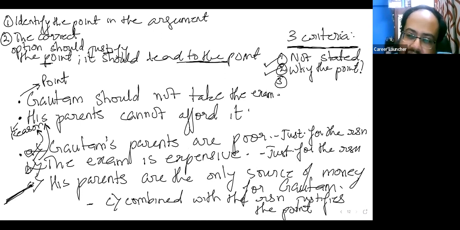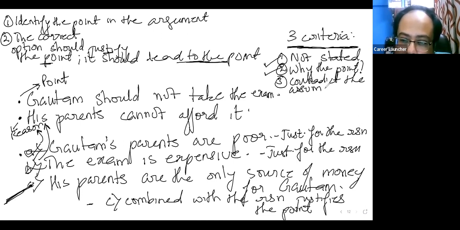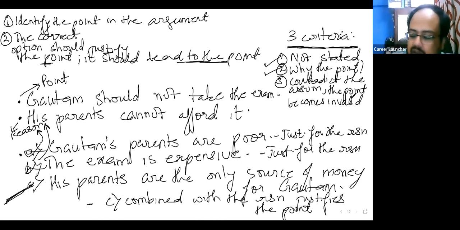And the third criteria and the most important criteria: if you contradict the assumption, the point becomes invalid. Please notice this criteria specifically in case of this question. Option C is the assumption, which I said. So I'm saying his parents are the only source of money.